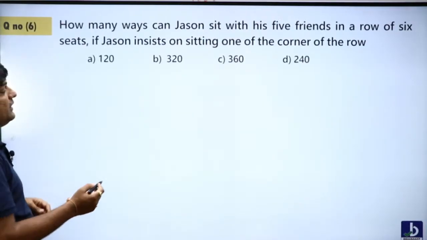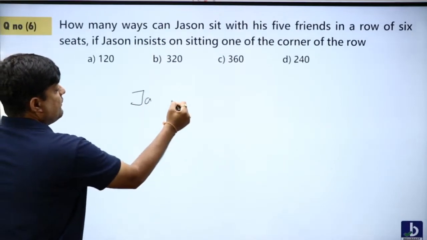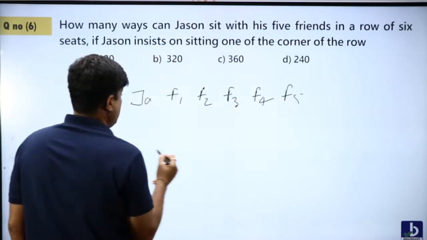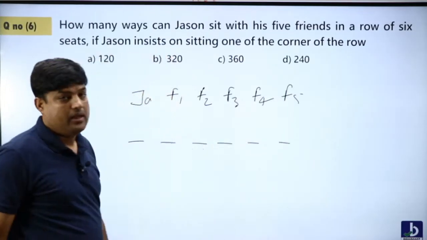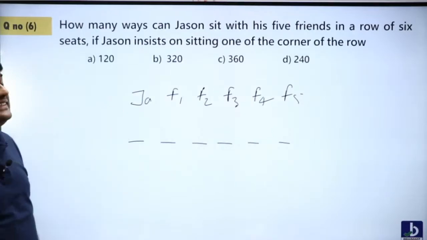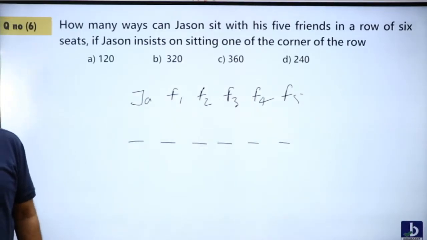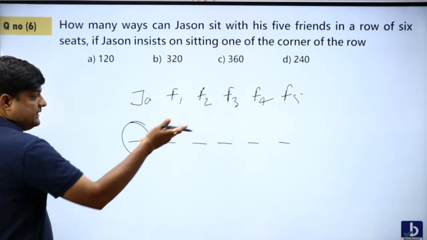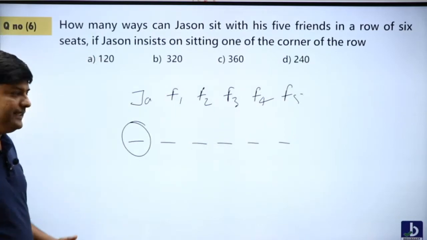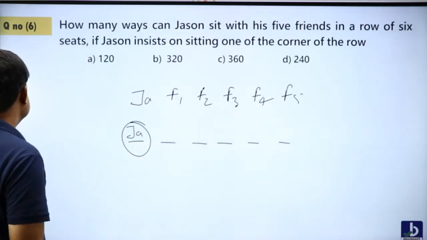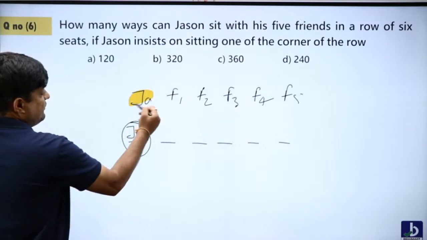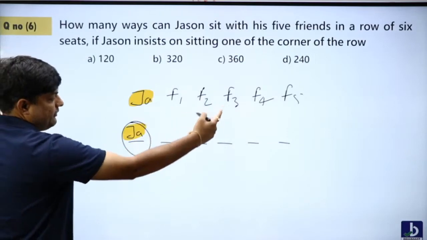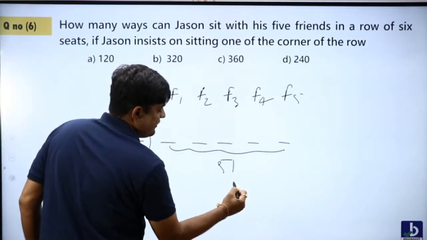What he said here: Jason wants to sit along with 5 friends. Friend 1, friend 2, friend 3, friend 4, friend 5. 1, 2, 3, 4, 5, 6. But the condition is what? Jason is insisting to sit at one of the corners. One of the corners means which corner, we have no idea. Jason can sit here or Jason can sit there. So I'll take one case that Jason is sitting here. If Jason sits here, how many friends are standing? 5. How many places? This one. What's the answer? 5 factorial.